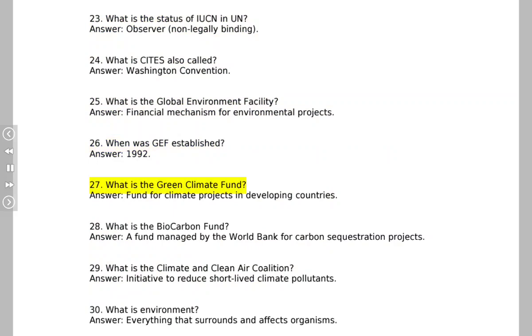27. What is the Green Climate Fund? Answer. Fund for climate projects in developing countries. 28. What is the BioCarbon Fund? Answer. A fund managed by the World Bank for carbon sequestration projects. 29. What is the Climate and Clean Air Coalition? Answer. Initiative to reduce short-lived climate pollutants.